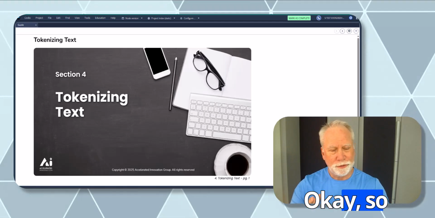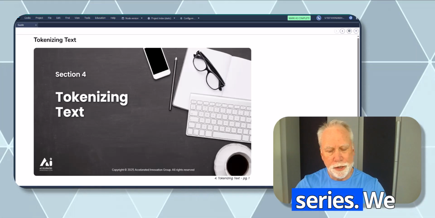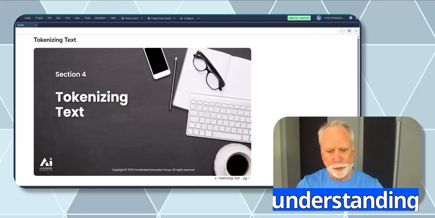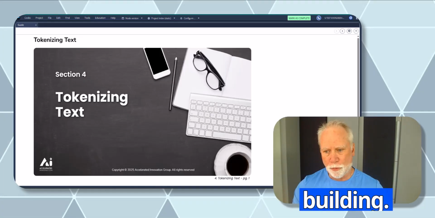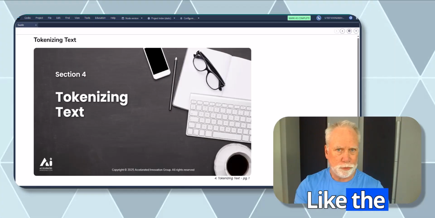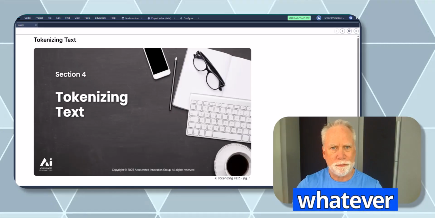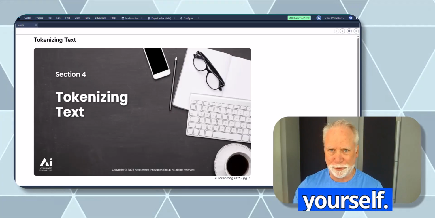Hey, so let's talk tokenizing text. This is part of an overall series that we have for understanding a user request when you're building GenAI applications, right? Right now, if you use ChatGPT or something like that, it's amazing. You can type in whatever, and ChatGPT seems to be able to figure it out.